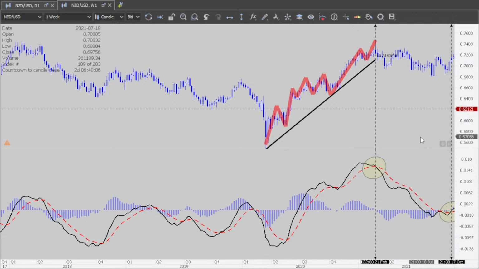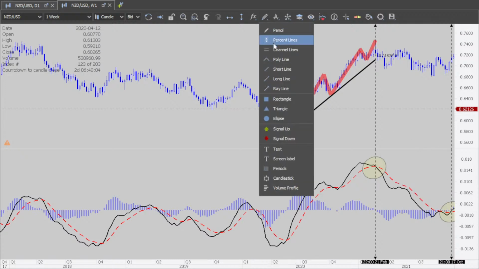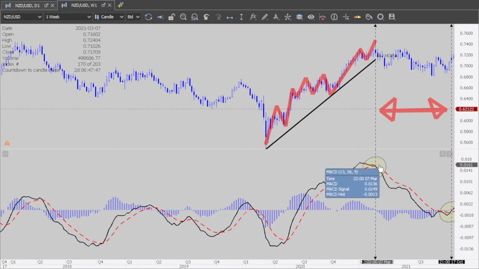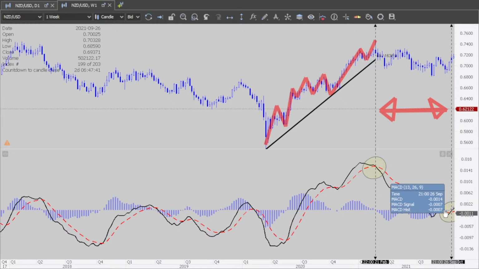And then MACD crossed again. So from here to here, did the market fall or did the market go up? Exactly, it was falling down. But is MACD predicting the future or is MACD confirming what is already happening?